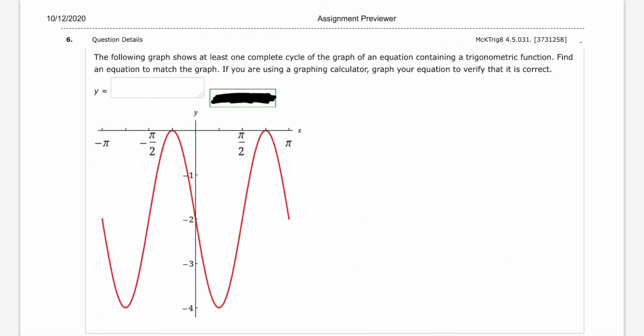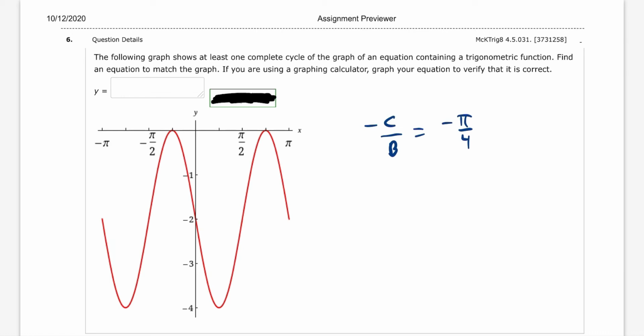All right. The last problem, let's see, this one does have a horizontal shift. As you can see, it should have started here, but it's starting over here. So this has got a horizontal shift of negative pi over 4. So negative c over b is equal to negative pi over 4.